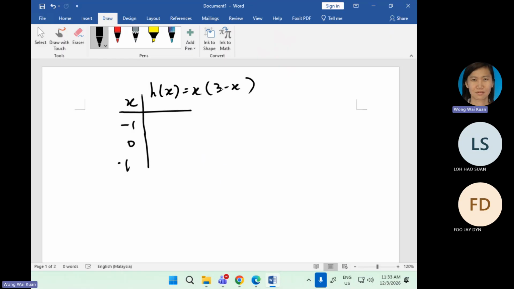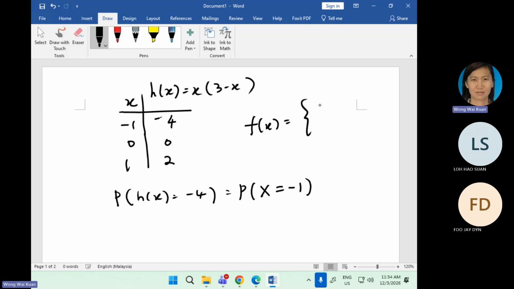-1 times 4, so it's -4. Then when x is 0, 0. So when x is 1, 2. Okay? Now, this is very direct. So now, probability of h(x) equals -4 is when my x equals -1. Okay, maybe a bit fundamental when I put it this way.